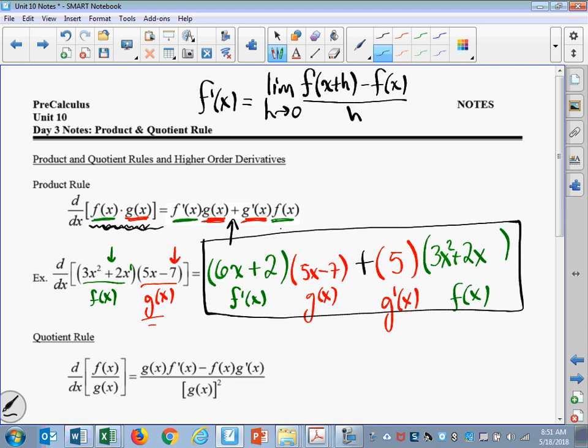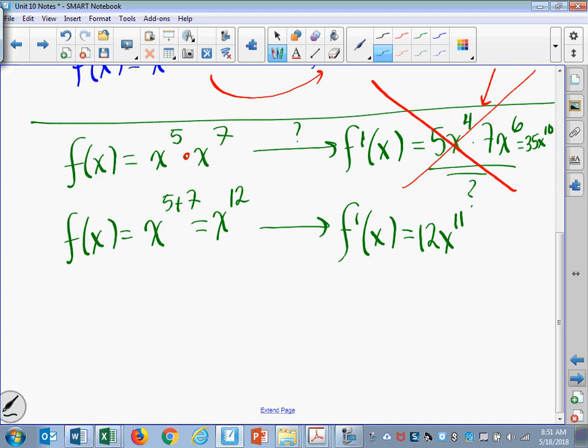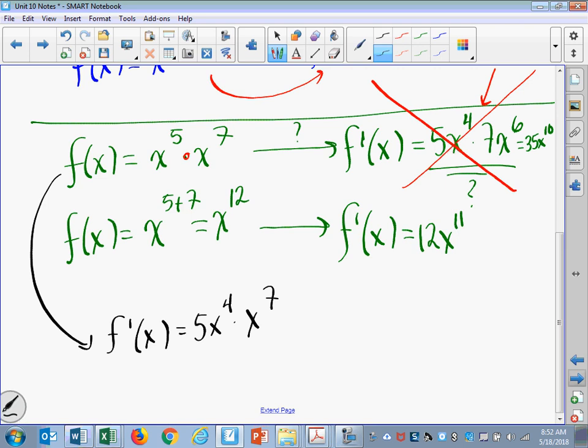Something wasn't working. If I go back to that previous page, if I wanted to take the derivative of this f using the product rule, I would have to let x to the 5th get its derivative first, while x to the 7th is waiting. And then plus, now x to the 7th gets its derivative, while x to the 5th is waiting. So this is the proper derivative, apparently.